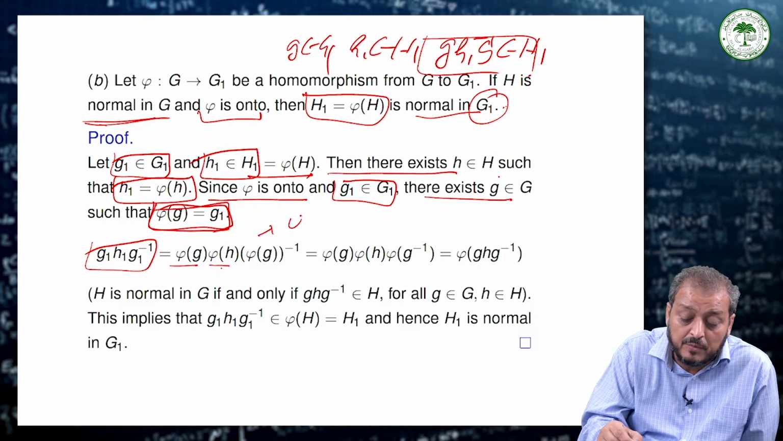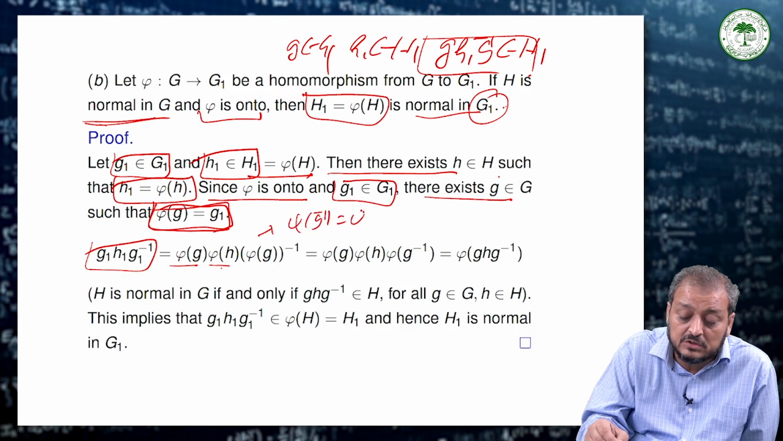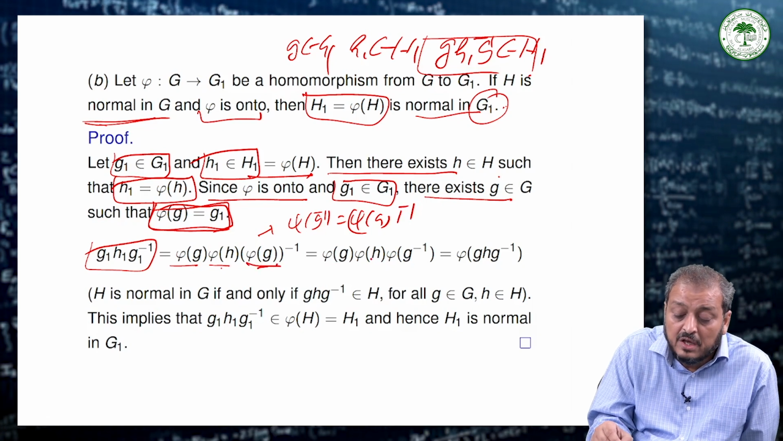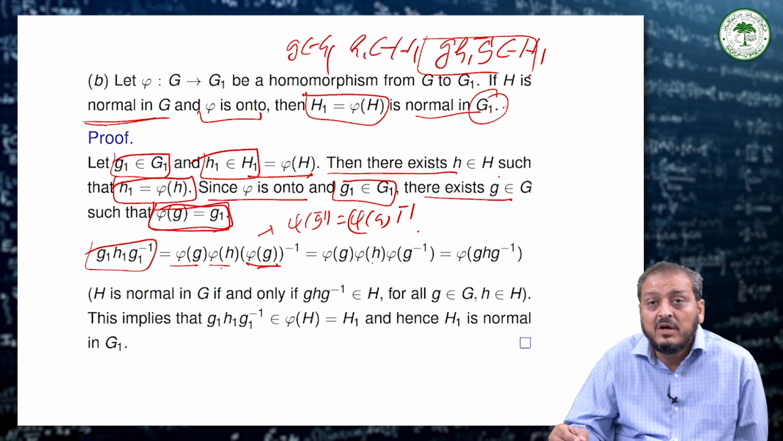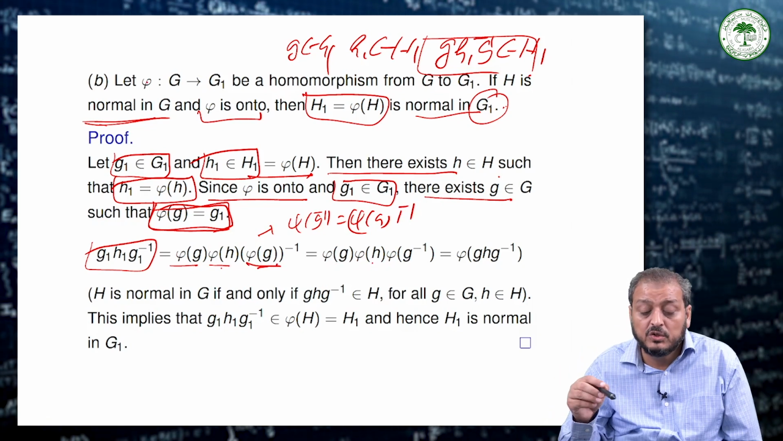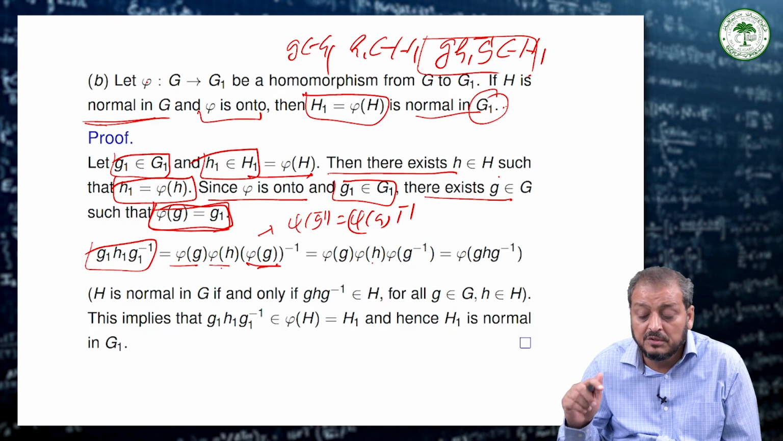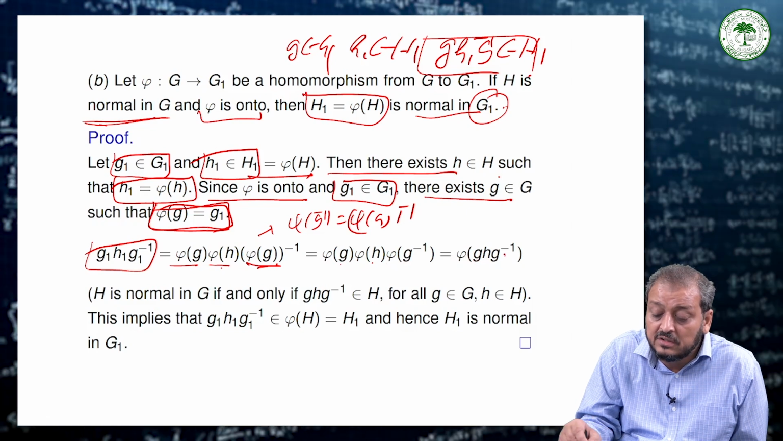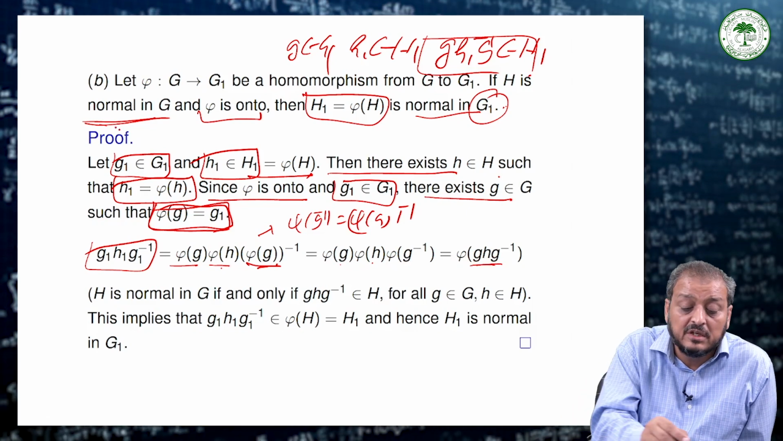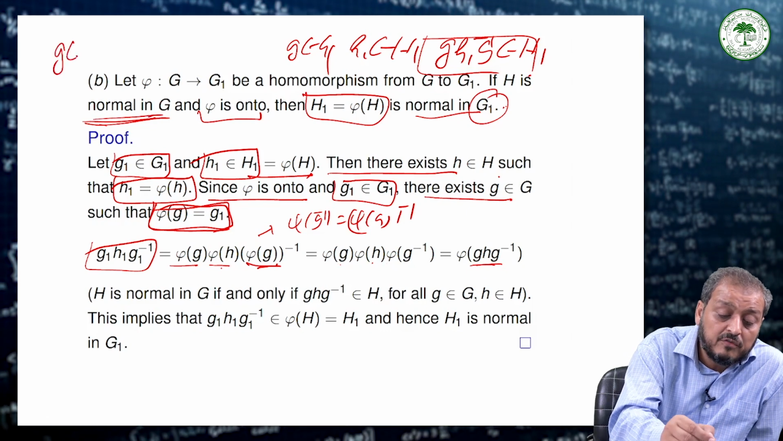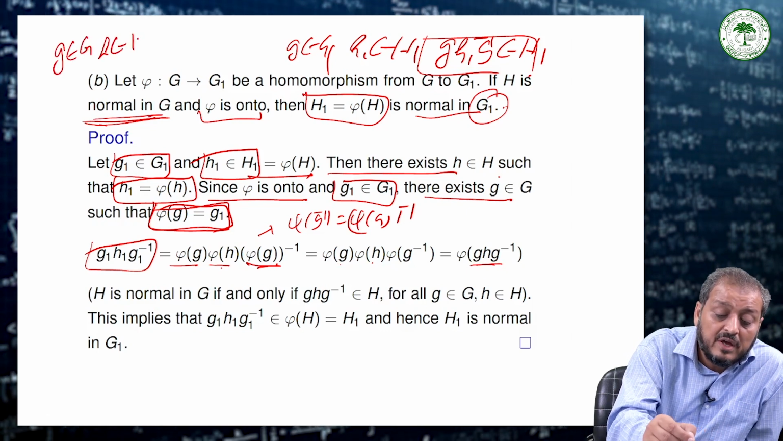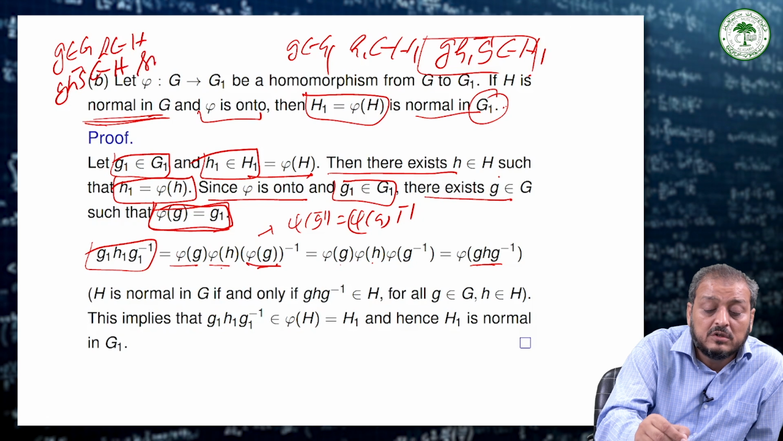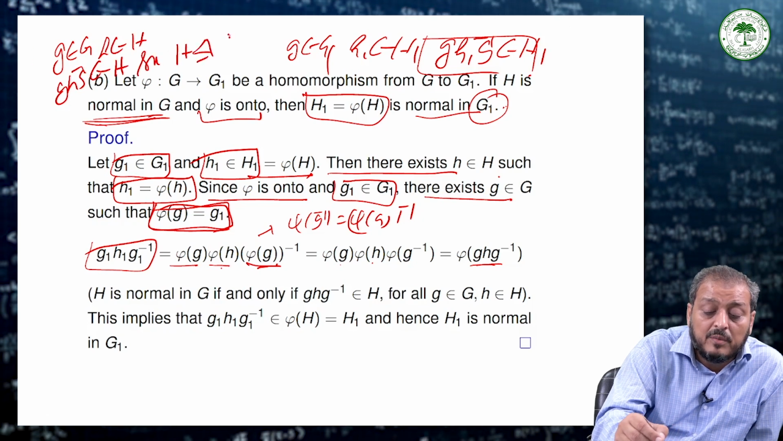Now using the property again, phi of g inverse is equal to phi of g whole inverse. So we have phi of g, phi of h, and then phi of g whole inverse, because phi from G to G1 is a homomorphism. So we can say this is phi of g h g inverse. Now H is normal in G, so if we have any element g belonging to G and h an element of H, then g h g inverse is also an element of H, since H is normal in G.